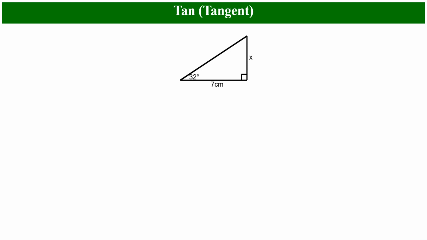And if we write down the definition of tan, it is tan of 32 degrees is equal to the opposite over the adjacent. And in this triangle, that will be x over 7. Now we need to find the value of x. So what should we do?